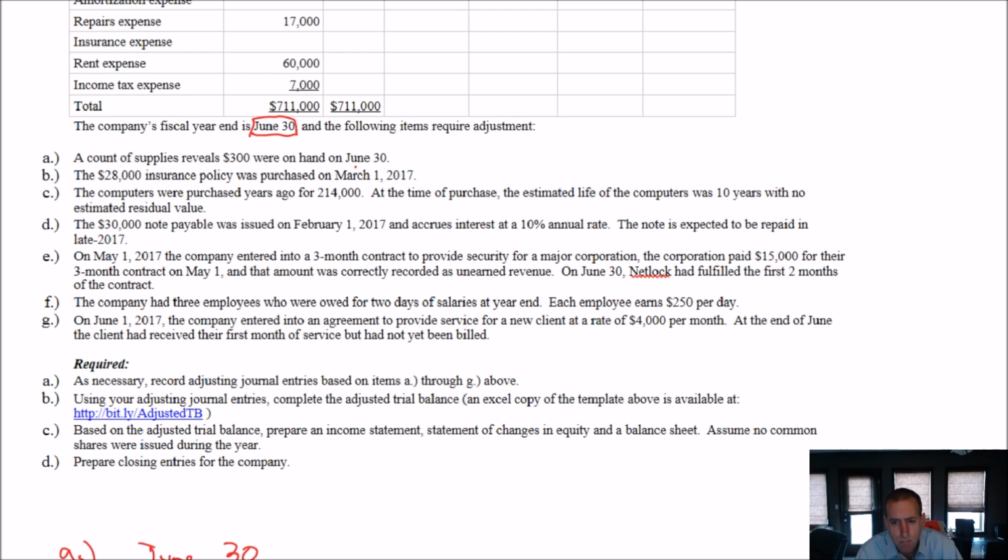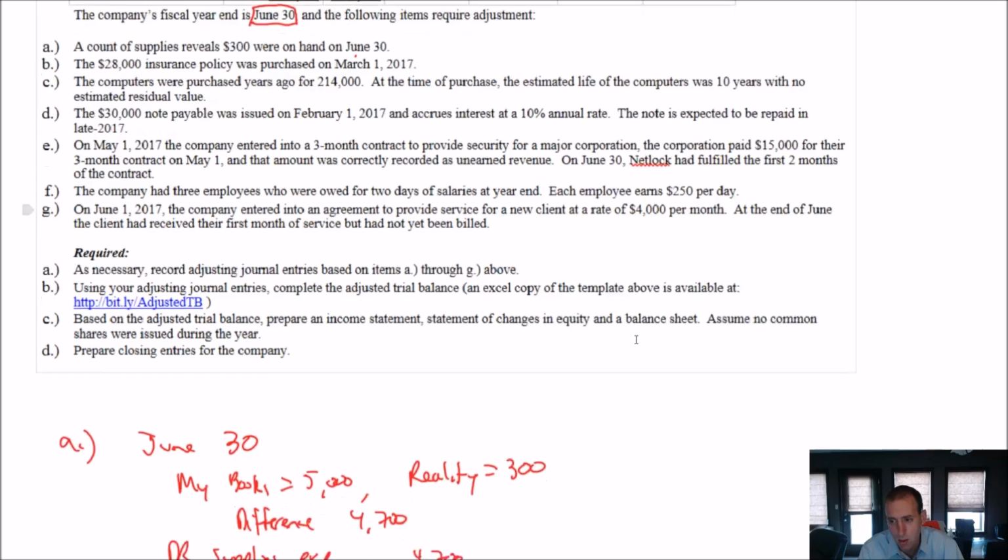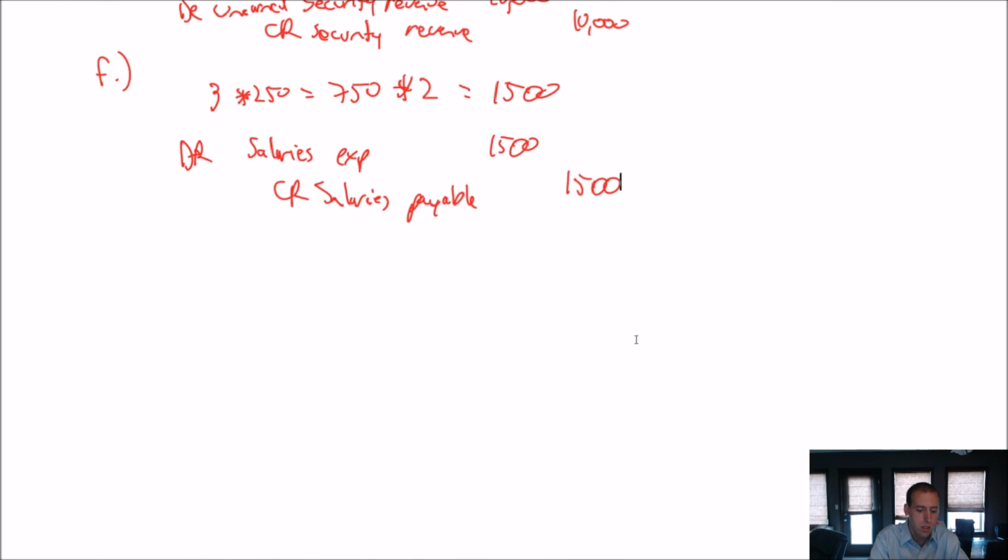Last one, G. On June 1st, 2017, the company entered into an agreement to provide service for a new client at a rate of $4,000 per month. At the end of June, the client received their first month of service but had not yet been billed. It doesn't matter that they haven't been billed. If we've done the work for a month, they owe us for a month. Whether we've billed them or not, we have earned that revenue. So we've earned 1 month of revenue at a rate of $4,000 a month. That means I have a receivable, even if I haven't billed them. Debit accounts receivable, $4,000. Credit, and I guess this will be security revenue.